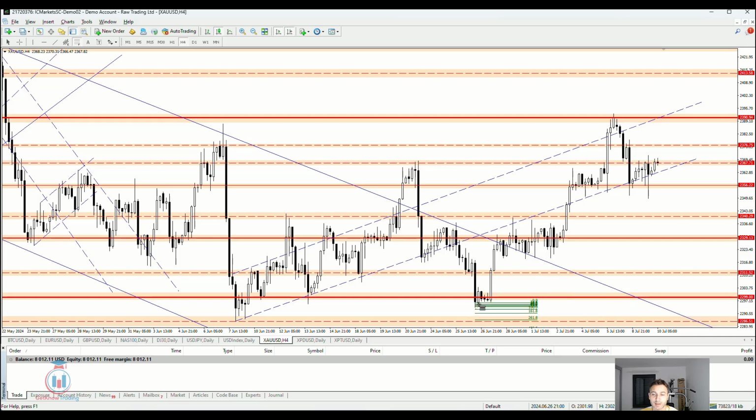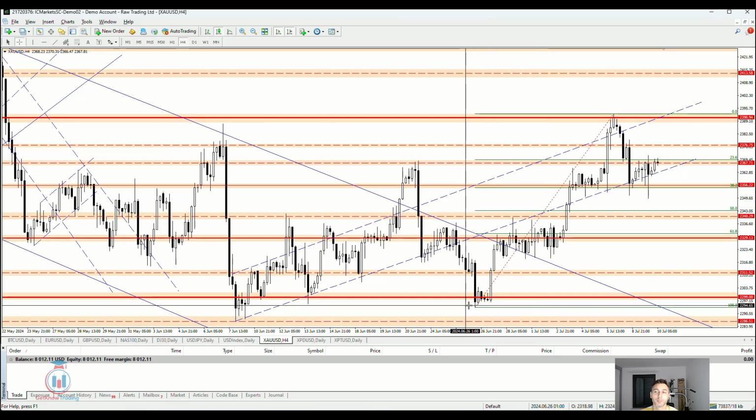Now, first of all, start with the lowest point of this swing and go to the highest point of this swing, which means, what is a swing? A swing is a movement that the price is doing, and then it is changing the direction.